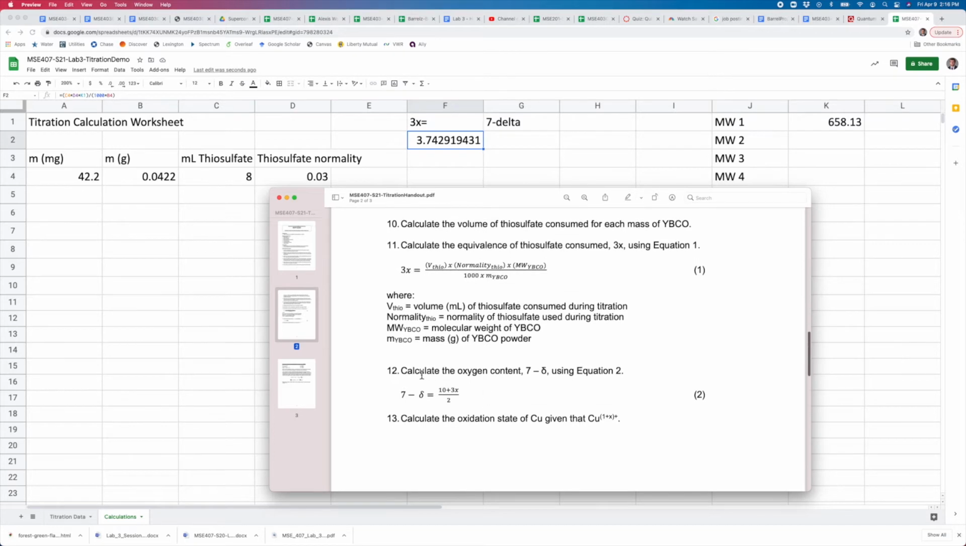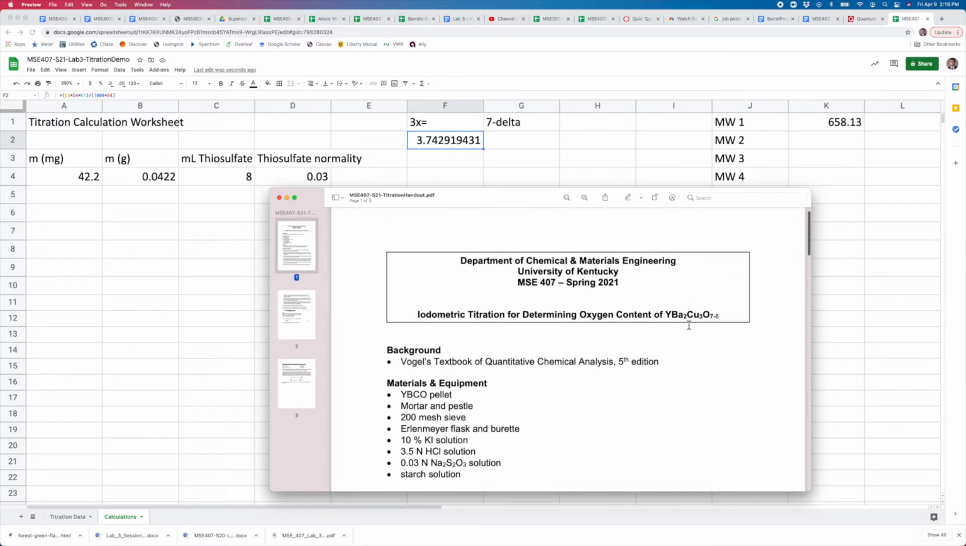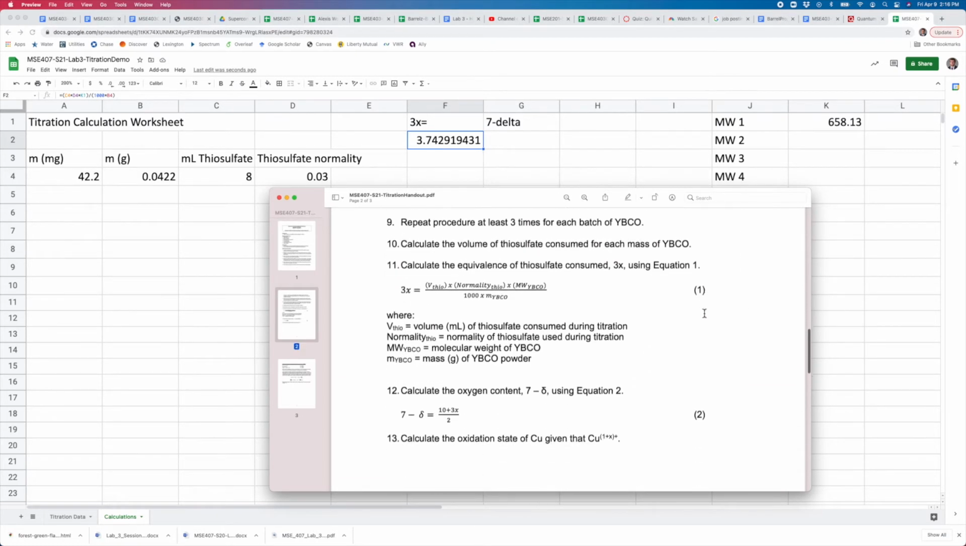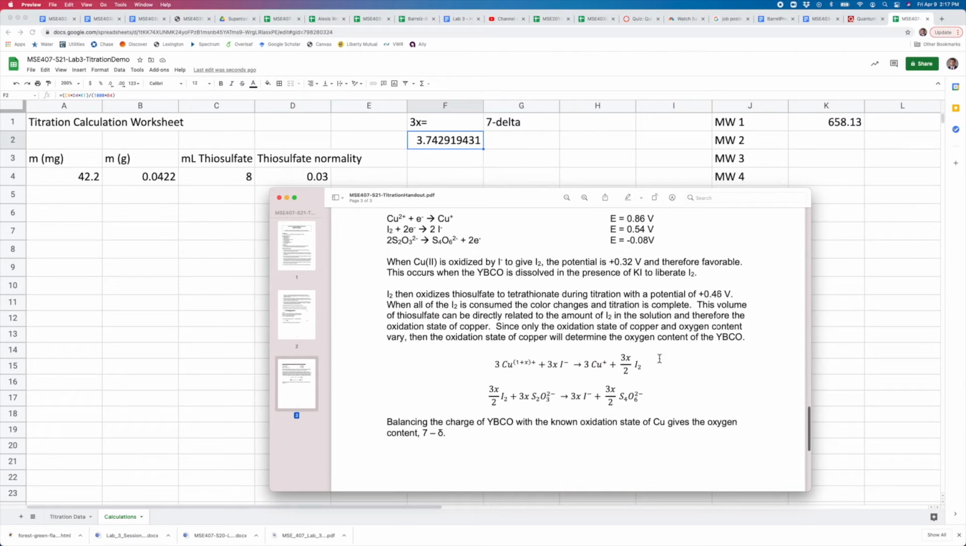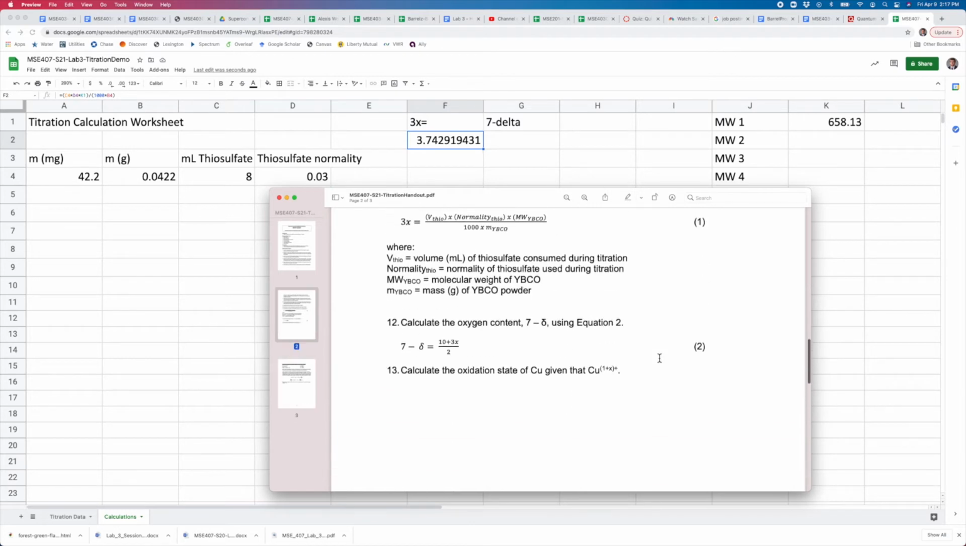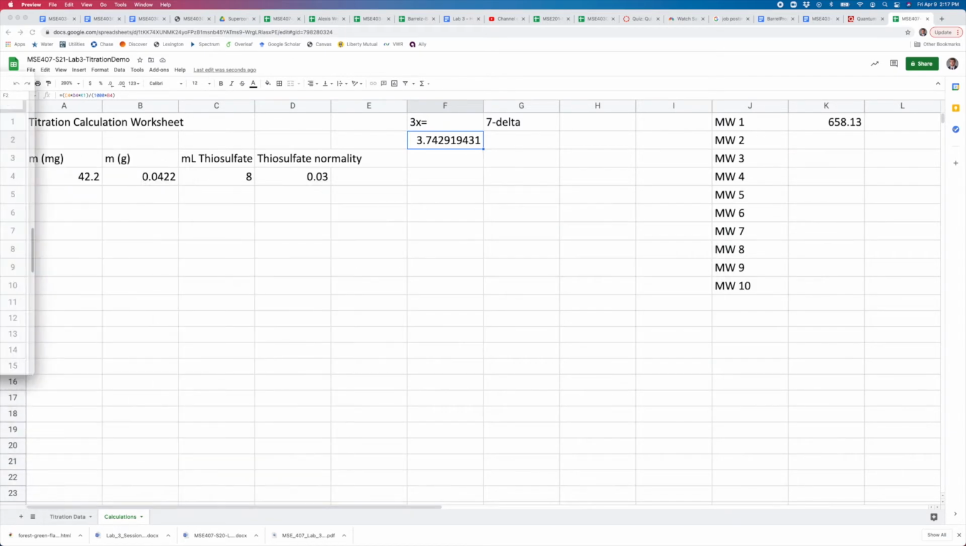From there, we want to calculate the oxygen content, which is 7 minus delta. If we go back up to our formula for YBCO, it's the O part. It's telling us how much oxygen we have in this lattice. This is a rearrangement of 10 plus the 3x term that we just calculated, divided by 2. If you're wondering where all this comes from, I've got the equations on the last page of your handout. Let's put the 7 minus delta part into the equation. Again, I'm going to use a lot of parentheses here: 10 plus the 3x, and then we're going to divide by 2. This should be 7 minus delta.